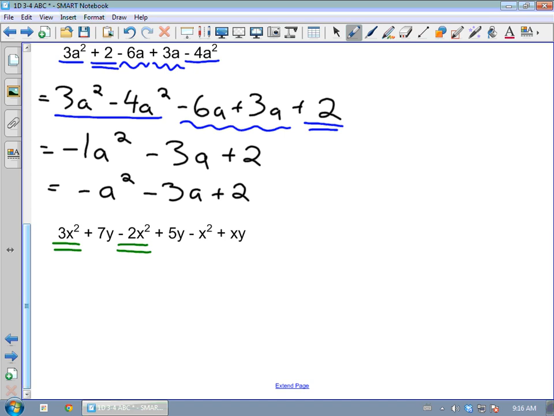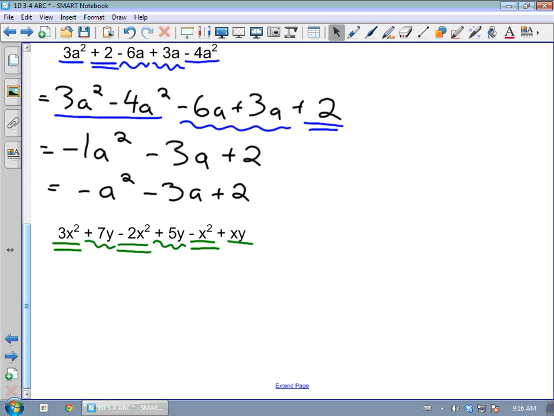X squared. Yeah, the negative x squared is part of it too. Okay. Are there any other like terms in there? Liam? Okay. And? Okay. And once again, we have a sad little xy term left at the end.